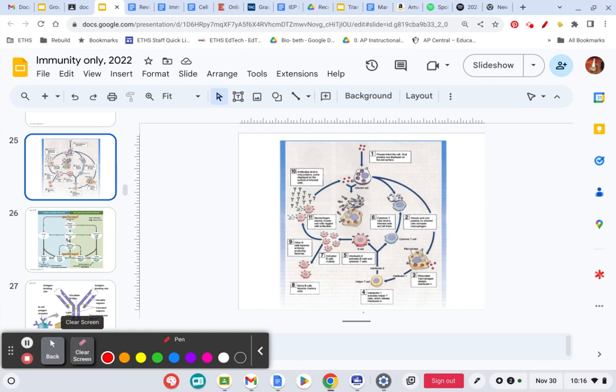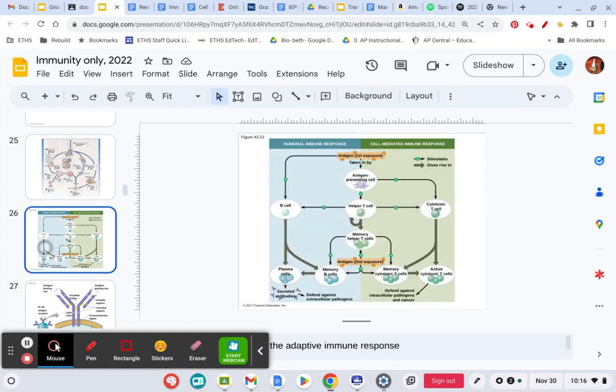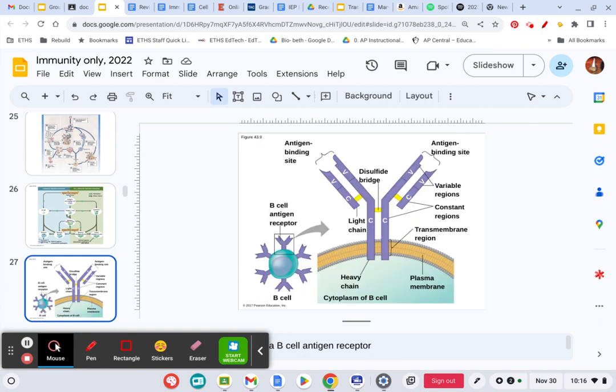The one that they now have in your textbook is this one, which is also good. I don't know. I kind of like the other one better. I think probably because it's step by step. Even though this is probably more accurate because some of those steps are happening at the same time.